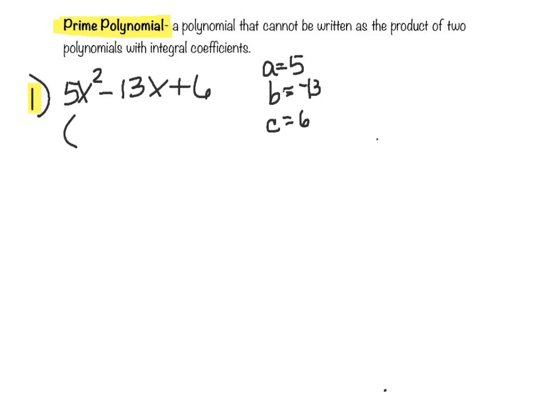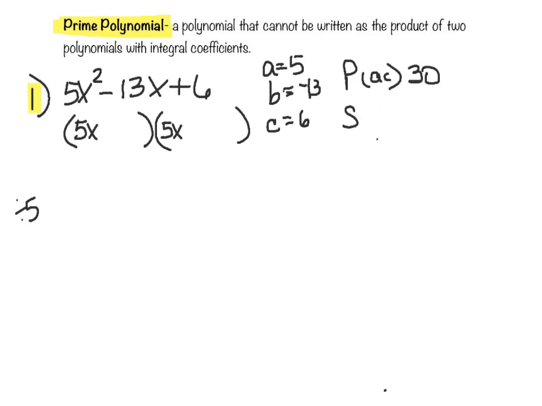Make a mistake method has me make an obvious mistake. 5x and 5x. I know that that's wrong because if I were to FOIL my first term, my leading coefficient would be 25. So I know this is a mistake, I know that it's wrong, but I'm going to do it anyway and I'll correct it later. Okay? So I'll put 5x and 5x and then I'm going to work on my P and S. Okay? So the product of my 2 integers is a times c, that's 30. And the sum of my integers, b, is negative 13.